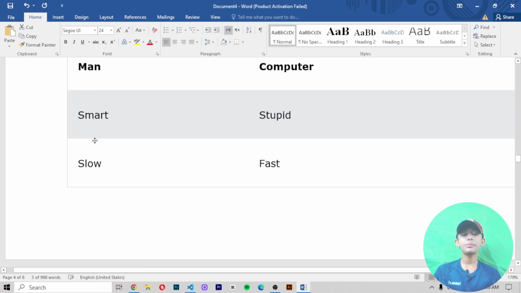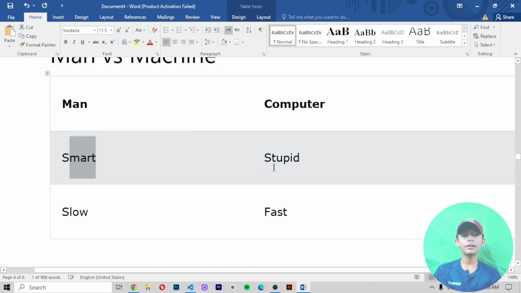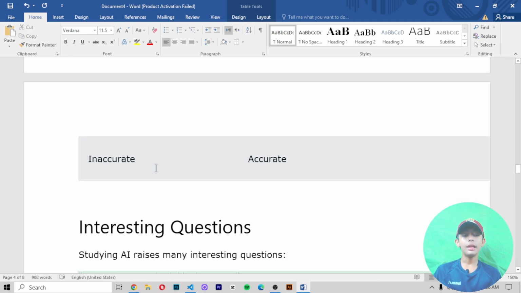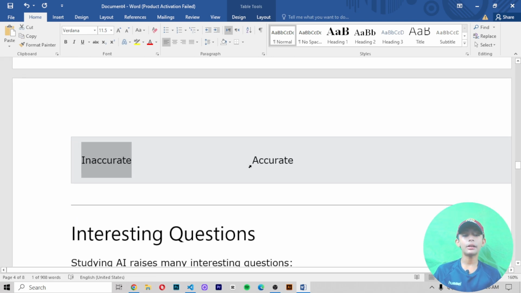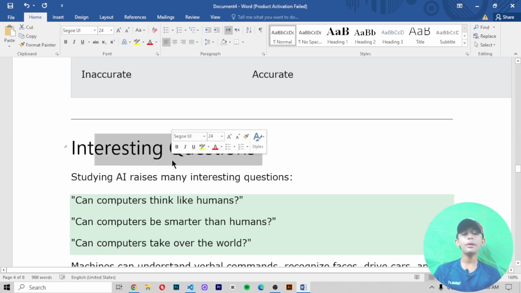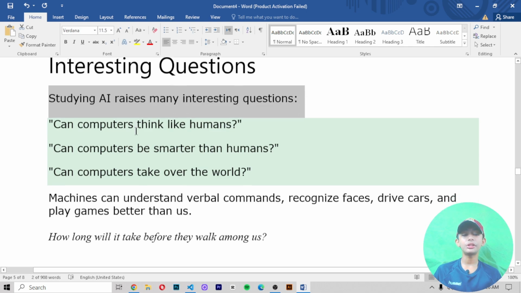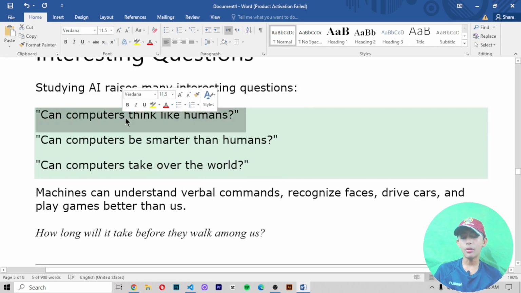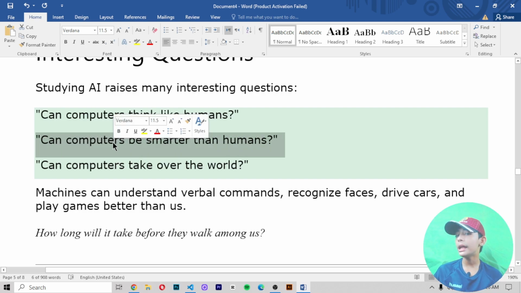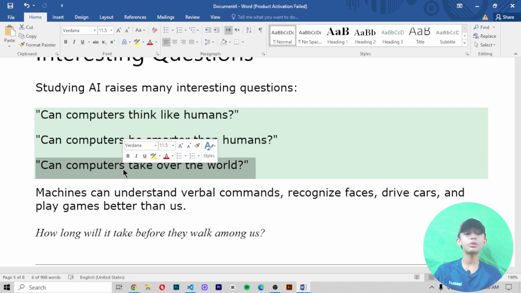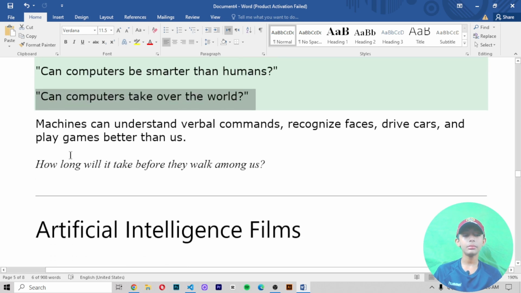Man versus machine. Man smart, computer stupid. Man slow, computer fast. Man inaccurate and computer accurate. Now let me give you some interesting questions. If you are studying AI, it raises many interesting questions like, can computers think like humans? Can computers be smarter than humans? Can computers take over the world? When you are studying AI, many interesting questions will come like that.